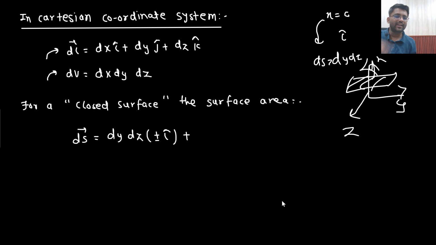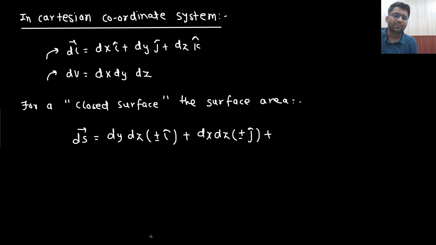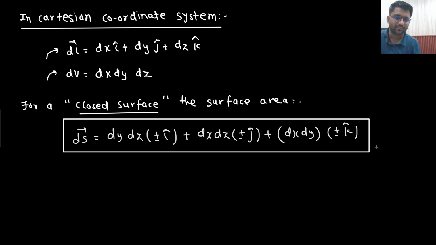If I need to write it in the j cap direction, then what would it be? dx dz direction could be plus minus j cap. And if I need to write it for z equals constant, then it would be dx dy plus minus k cap. So you can write this down only for a closed surface, in the Cartesian coordinate system. No matter whichever kind of closed surface it is, this is how you can write your ds vector in the Cartesian coordinate system.